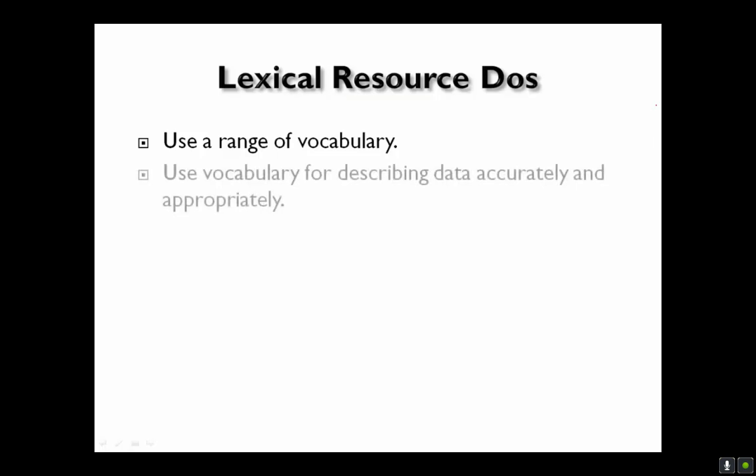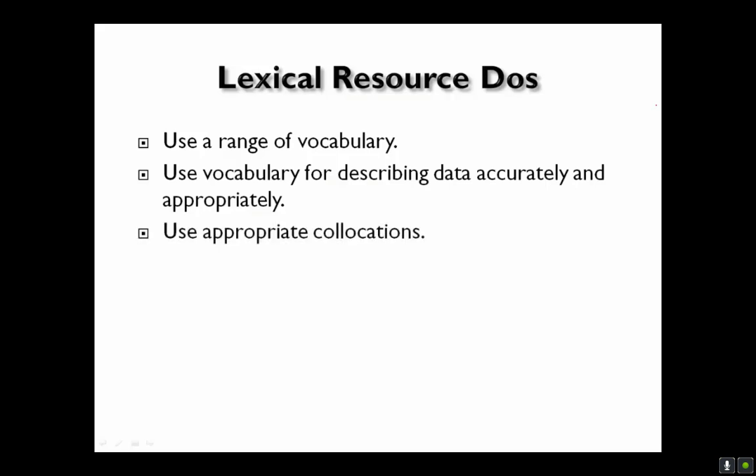So, things you should do with vocabulary. You must use a range of vocabulary. Don't use the same words again and again. Use vocabulary for describing data accurately and appropriately. There is very specific vocabulary that you need to describe a pie chart, for example, or very specific vocabulary you need to describe a process, and I'm going to give you that in module 10. But you must bear in mind it must be accurate. It must be spelled correctly, the collocations need to be correct, the meaning needs to be correct, and it must be appropriate to use in that sentence.